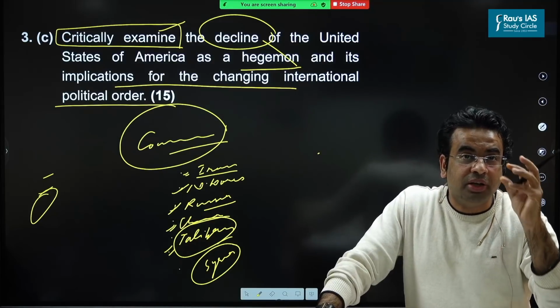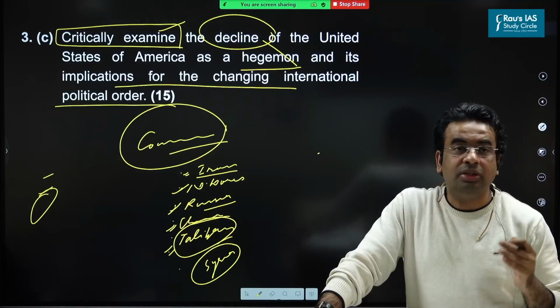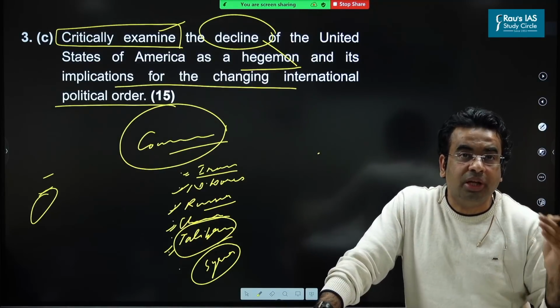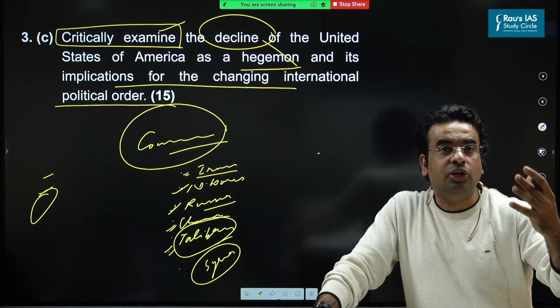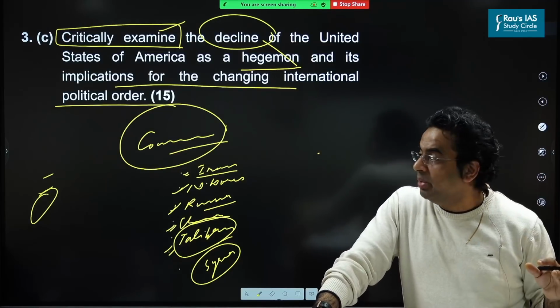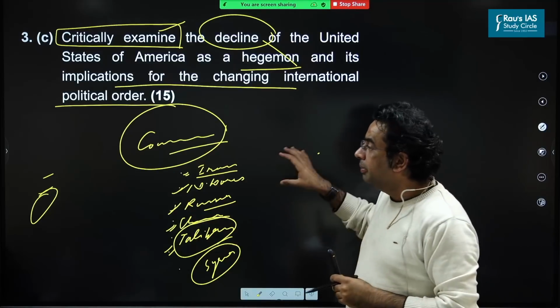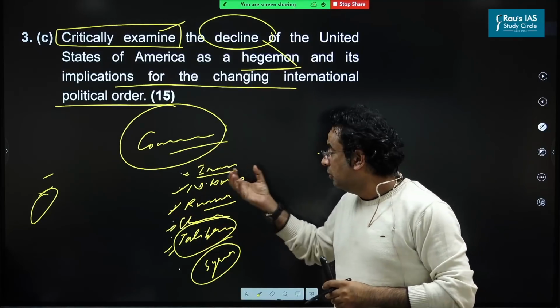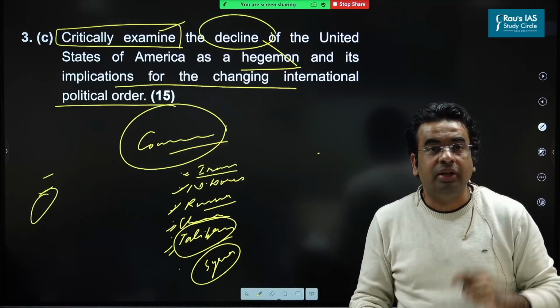Then you would have written, yes, on these points. The intro could have been, US emerged as the sole superpower or the world became unipolar since the end of Cold War, and since then the world is under US hegemony. So many scholars have started seeing that yes, US hegemony has declined, and based on these grounds we could have substantiated yes, it has declined. But here it is not this.